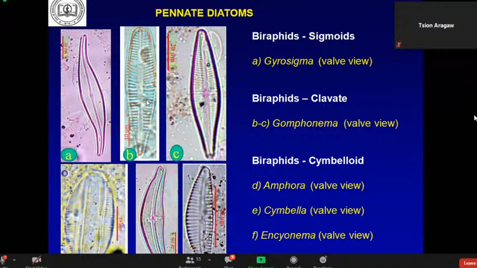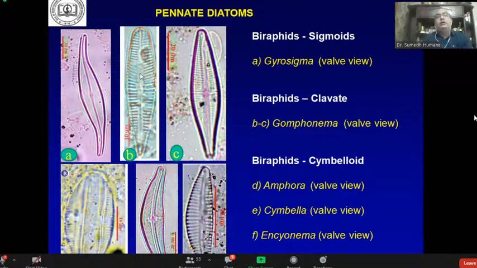These lines are in the light microscope. You can see the pores as a line. But when you study it under the scanning electron microscope, this line would look like pores. So when these pores are arranged in a line, these are the striae. And this is the example of clavate, that is Gomphonema. You have the biraphid symmetrical types like Amphora, Cymbella, and Encyonema. How to identify Cymbella and Encyonema was just one example.